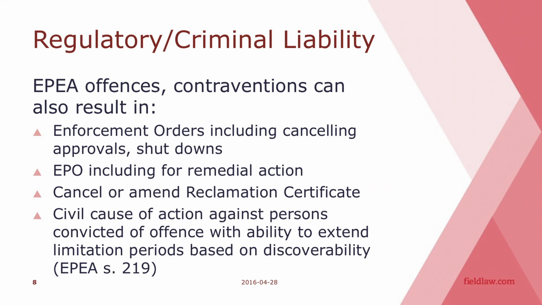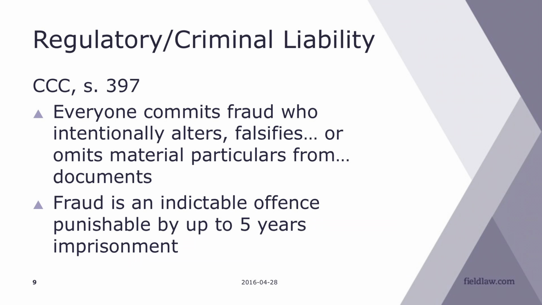Because you can say, by virtue of this statutory cause of action, their conviction under the EPEA is enough to prove they did something wrong and that I get money. The only question is how much money. Still complicated to work out, but a lot less complicated than it otherwise would be. What about the criminal side of things? Very brief example from the criminal side of things and how it might come up in the context of agrology practice. So the definition of fraud in the criminal code says that everyone commits fraud who intentionally alters, falsifies, or omits, including omitting particulars from documents.